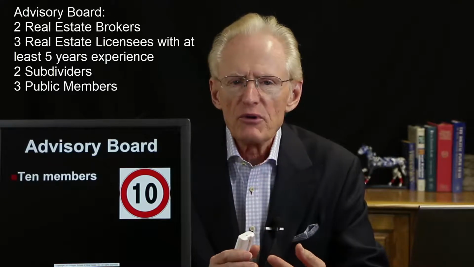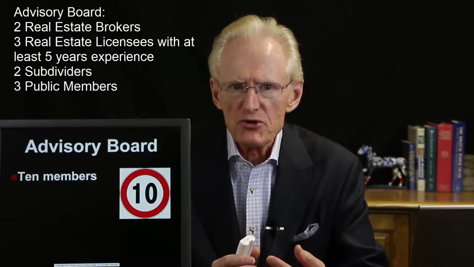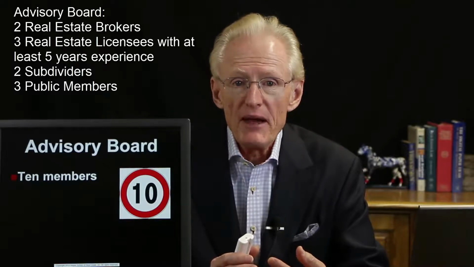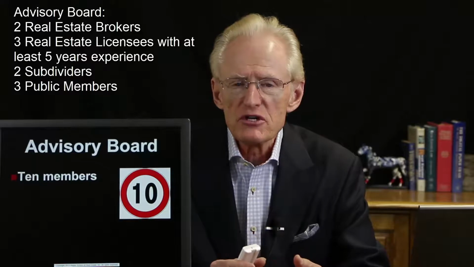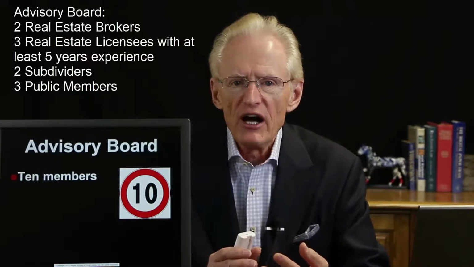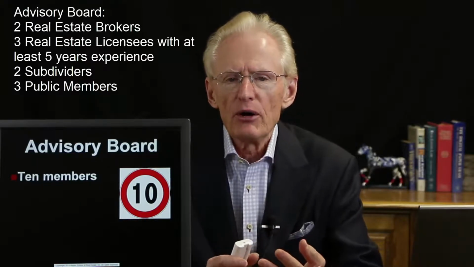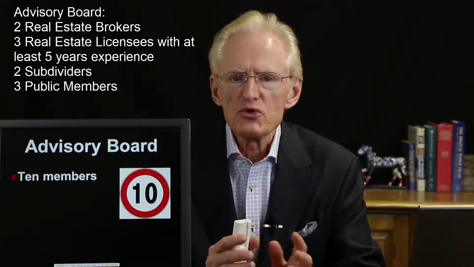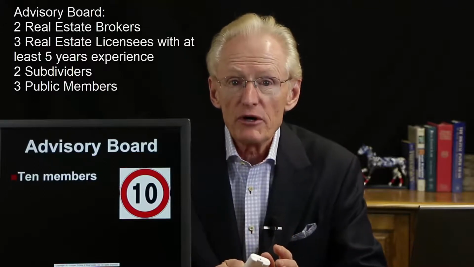Now, the advisory board consists of 10 members. Their qualifications are: 2 of them have to be real estate brokers, 3 of them can be real estate salespersons, 1 of which has to be in residential property management of multifamily units. 2 of them have to be subdividers, and the other 3 are public members. They could be attorneys or people from the mortgage business or the title business and so on. So 10 members on the advisory board.